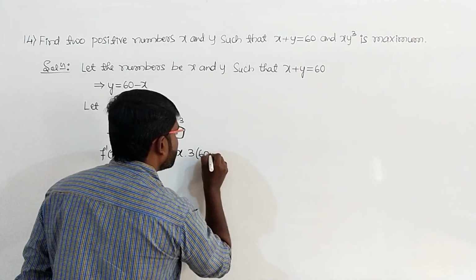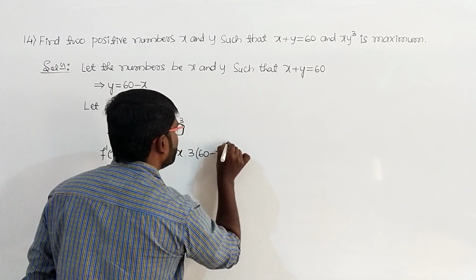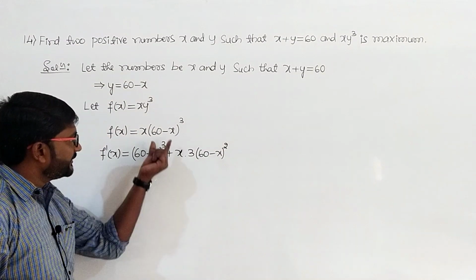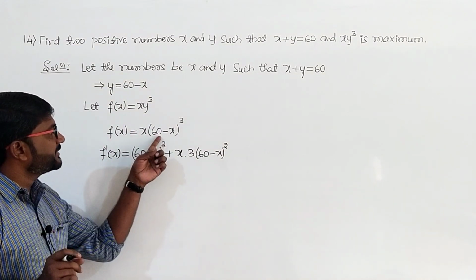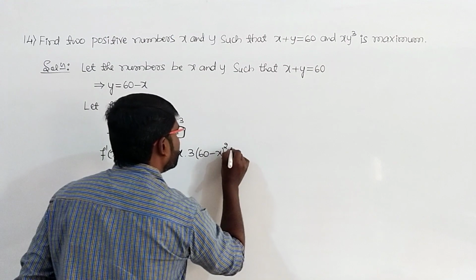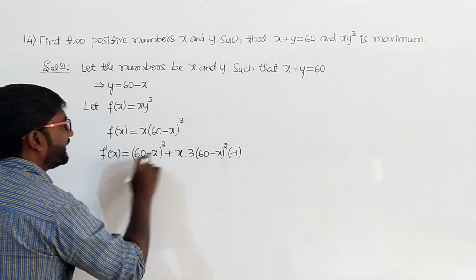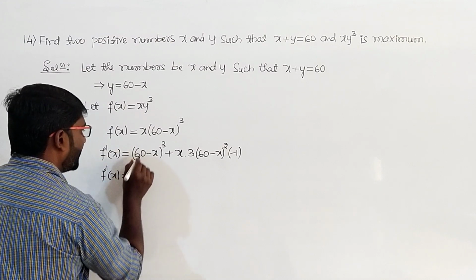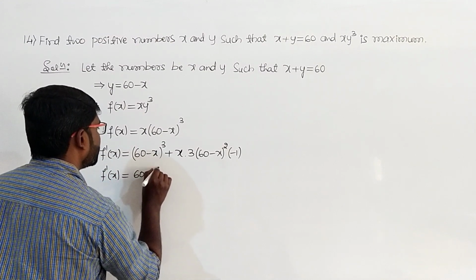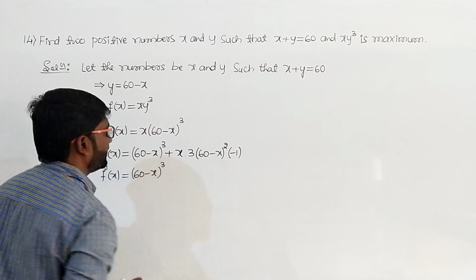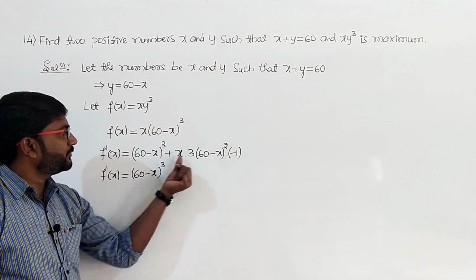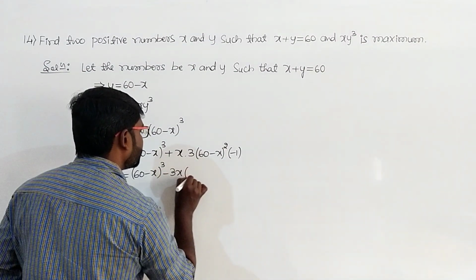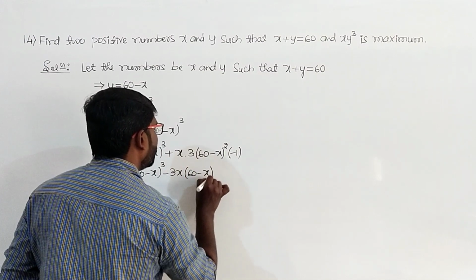3 times 60 minus x the whole square, and differentiate the inside function. Derivative of 60 minus x will be minus 1. So we get minus 1. We'll rearrange this now. f dash of x is equal to 60 minus x the whole cube, and then minus 1, minus into plus will be minus, minus x into 3 can be written as 3x into 60 minus x the whole square.